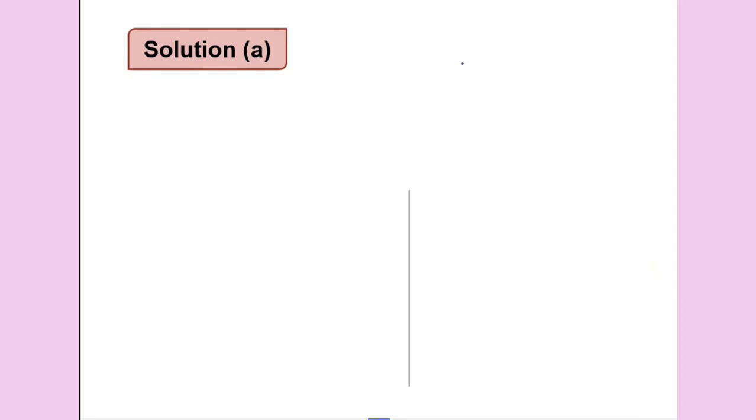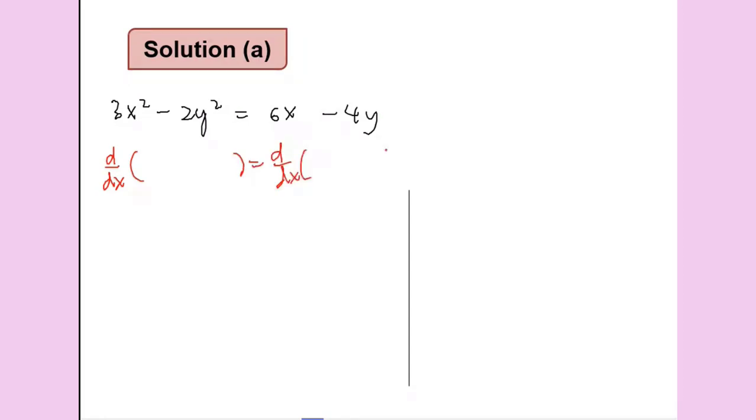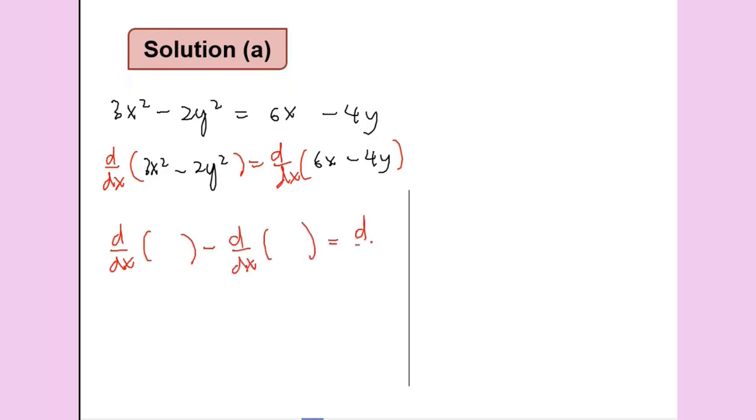And then for A, the question for 2A: 3x square minus 2y square is equal to 6x minus 4y. The idea is to differentiate with respect to x. This is the idea. So 3x square minus 2y square equals 6x minus 4y. Then the idea is we differentiate separately.